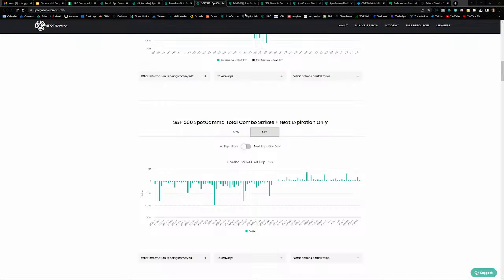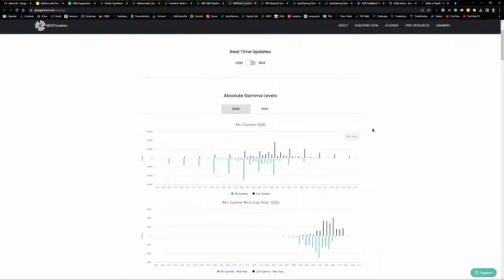All right, let's take a look at the NASDAQ now. For the NASDAQ, we'll just focus on QQQ. For QQQ, 300 is the key gamma strike, or the absolute gamma strike. The put wall at 290, and that's pretty obvious, the strike with the largest net negative gamma. And then the call wall at 310.